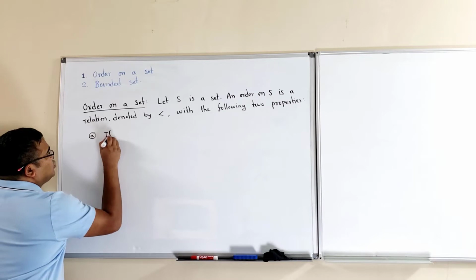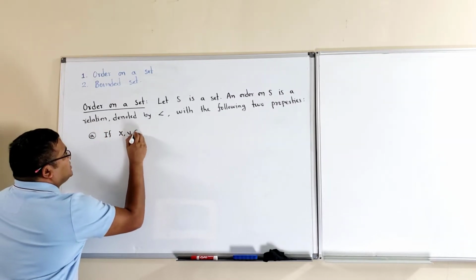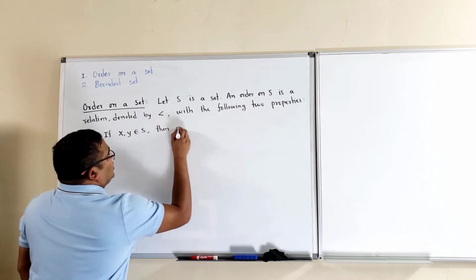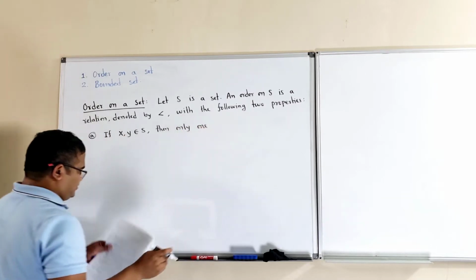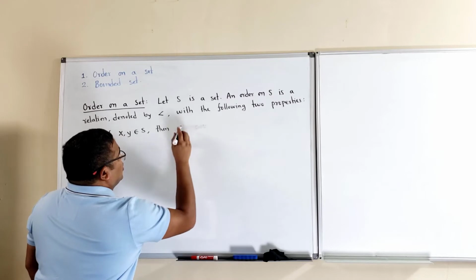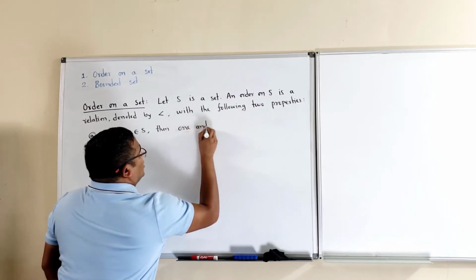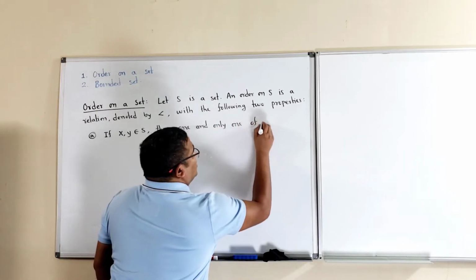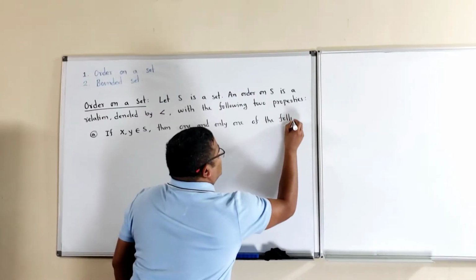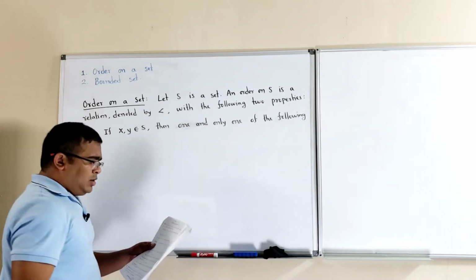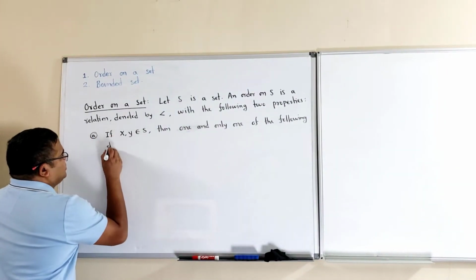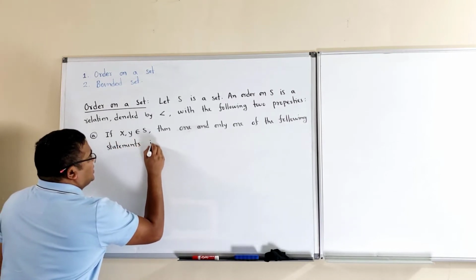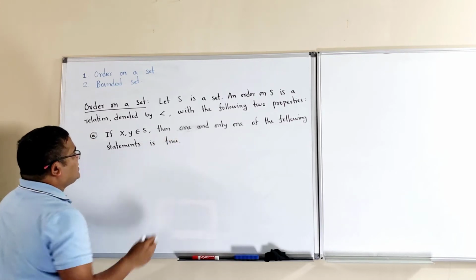if two numbers x and y are members of the set, then only one of the following statements is true. So what are the statements?